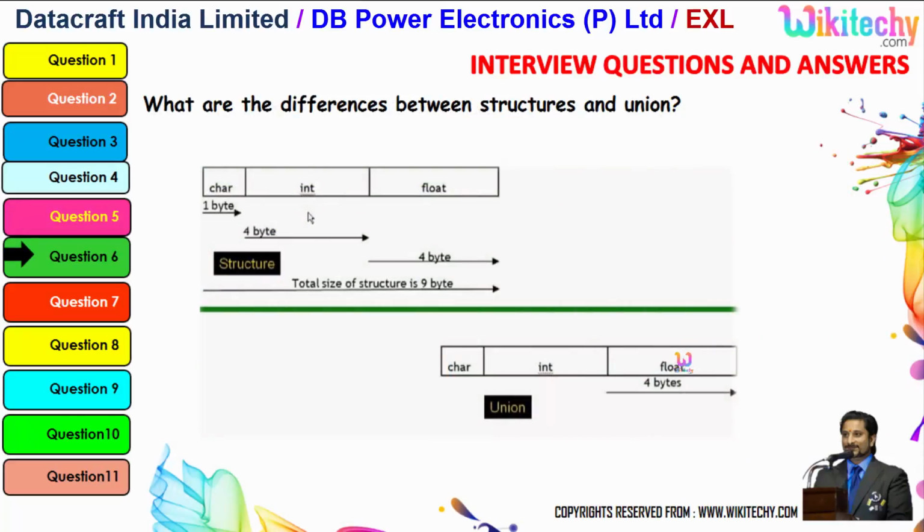Let's move on to the next question, the differences between structure and union. In a structure, you are able to see the addition of the individual variables: 1 byte, 4 bytes, 4 bytes, so 9 bytes, 1 plus 4 plus 4. Over here, 1 byte, 4 bytes and 4 bytes, the maximum is 4 bytes, so the total size is 4 bytes. That's the difference.